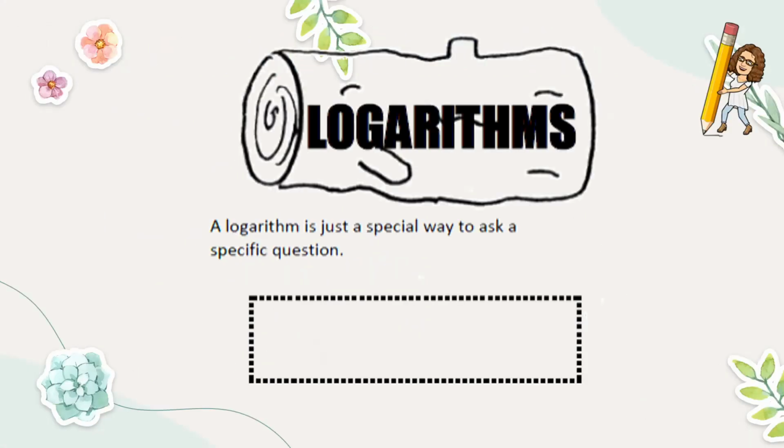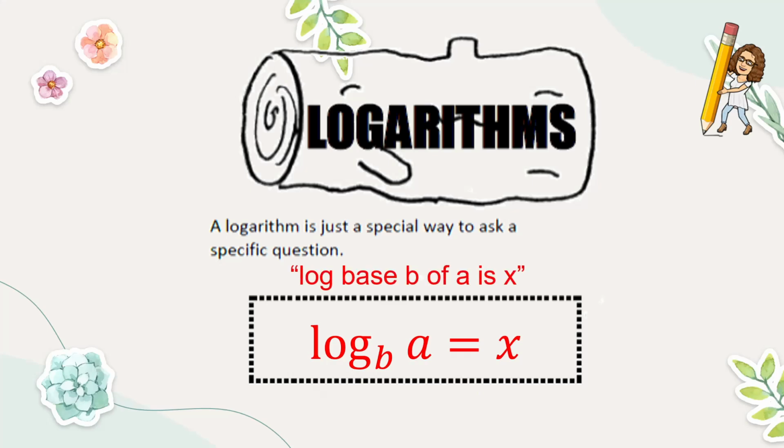Now, what we're focusing on today is what's called a logarithm. And a logarithm is just a special way to ask a very specific question. Now, logarithms are written in a very special way. They look something like this. And to read that in English, we say this. We say log base b of a is x.